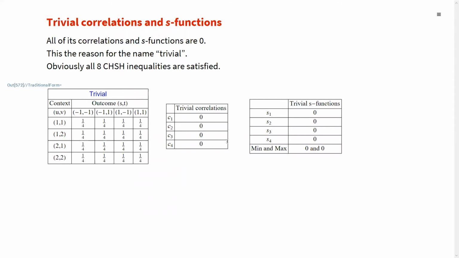Finally, the trivial model, this is just for completeness. It's completely trivial. Everything is 1/4. Obviously, this is a legal model. Not very interesting, all uniform, no correlations, all 0, S functions all 0. So what? Well, it comes at the bottom of a tree I'm going to show you.